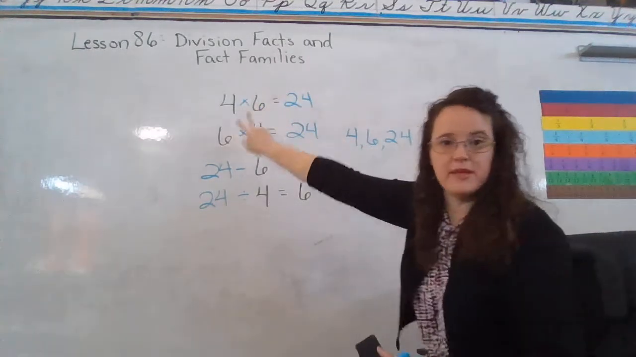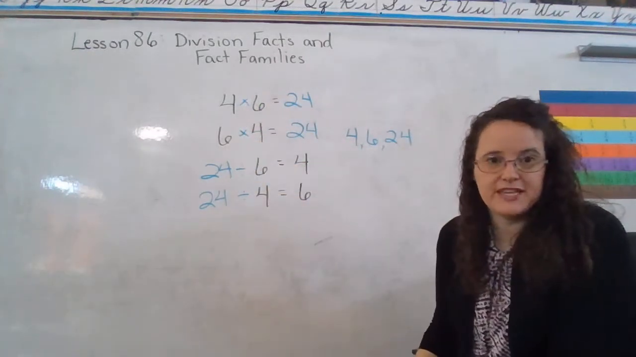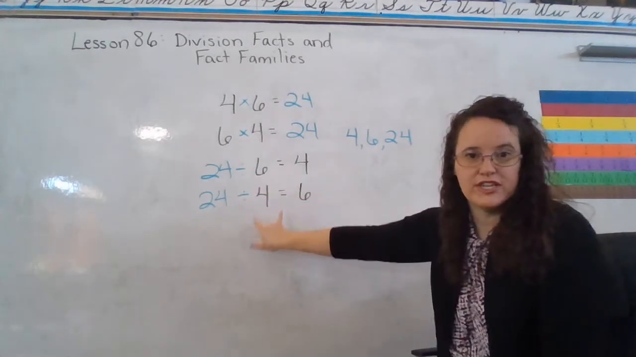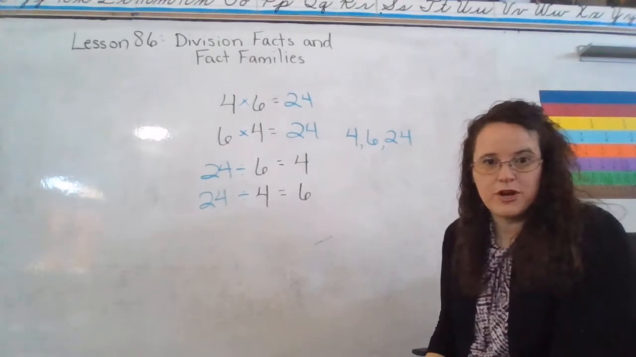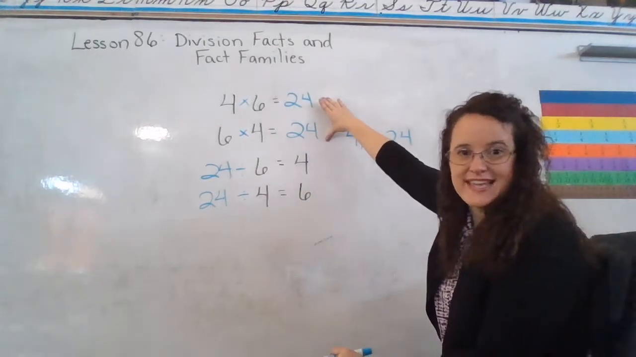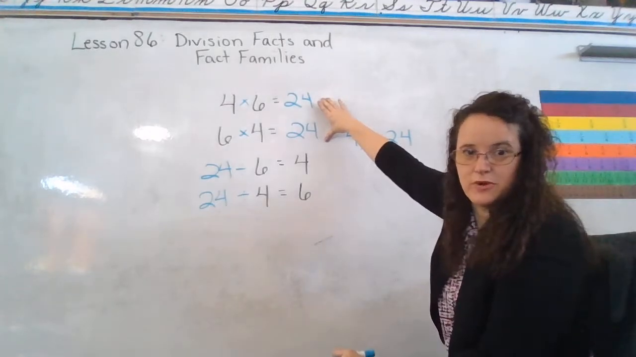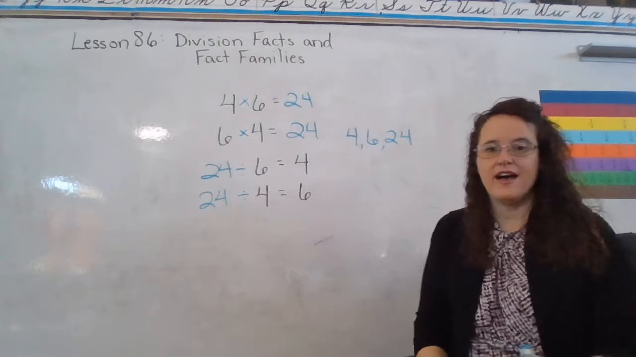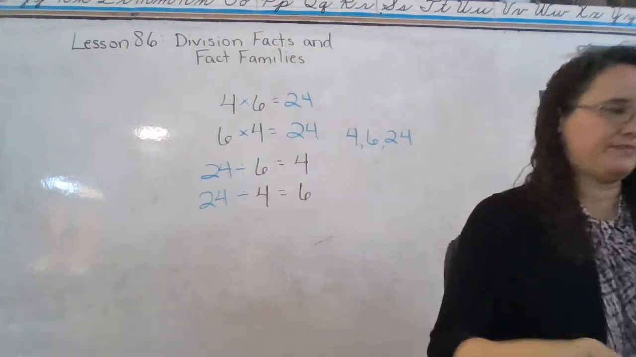And it follows the same patterns as the addition and subtraction fact family. We flip-flop the factors in the multiplication problems. We flip-flop the divisor and the quotient in the division problems. The biggest number goes at the end of a multiplication problem. The biggest number goes at the beginning of a division problem.